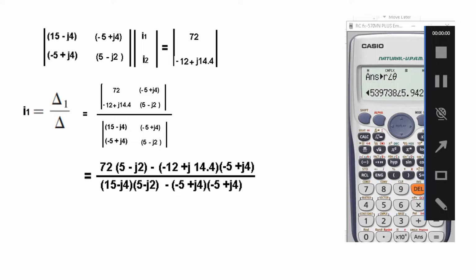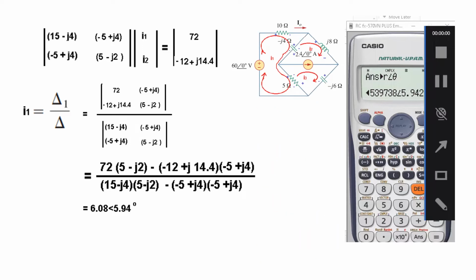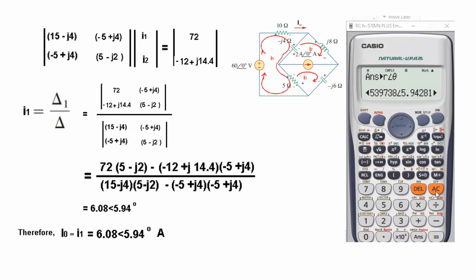And again, I have a video on how to calculate the 2 by 2 matrix with the help of a calculator, but here I'll just simply use the complex function of the calculator to calculate this. Once we are done, we get this answer, 6.08 at angle 5.94. Now this is I1. What we are actually asked to find is I0, and you can see from here that I0 is the same as I1, so I0 is again 6.08 at angle 5.94. Clear everything, AC. So this question ends here.